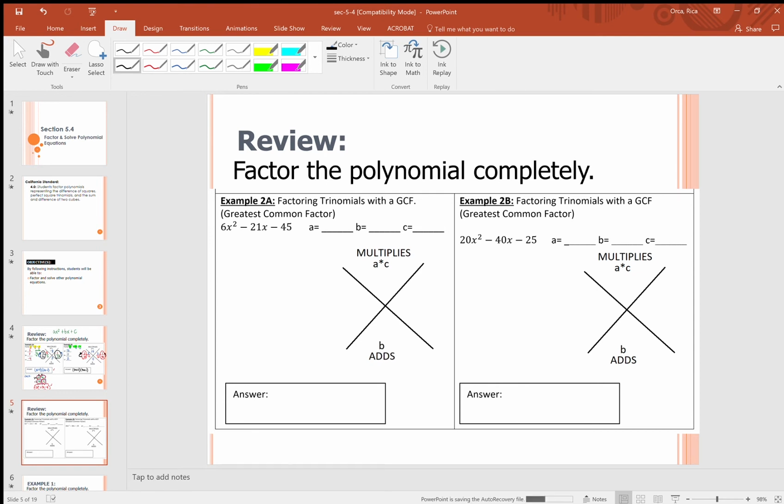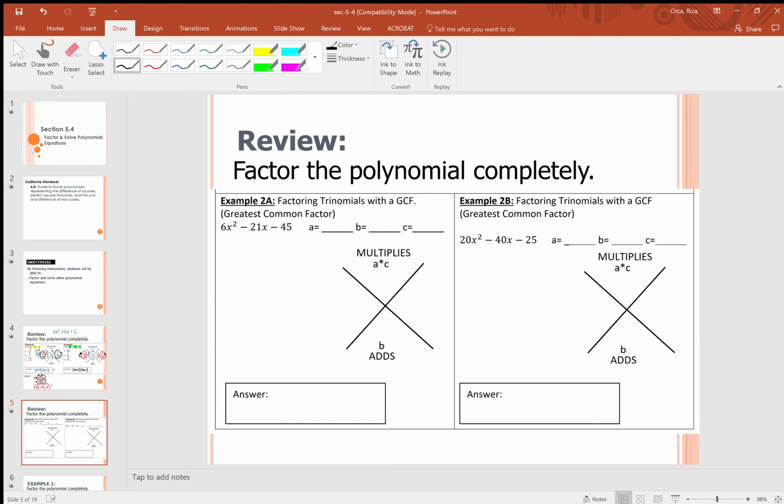In example 2a, we have 6x squared minus 21x minus 45. Notice how 6, negative 21, and negative 45 are all divisible by a common number. When you have a greatest common factor, make sure you pull that greatest common factor out before you use the x method. If you include the greatest common factor when you're using the x method, then you'll end up with really big numbers that can be a little difficult to work with. To prevent that from happening, go ahead and take the GCF out.